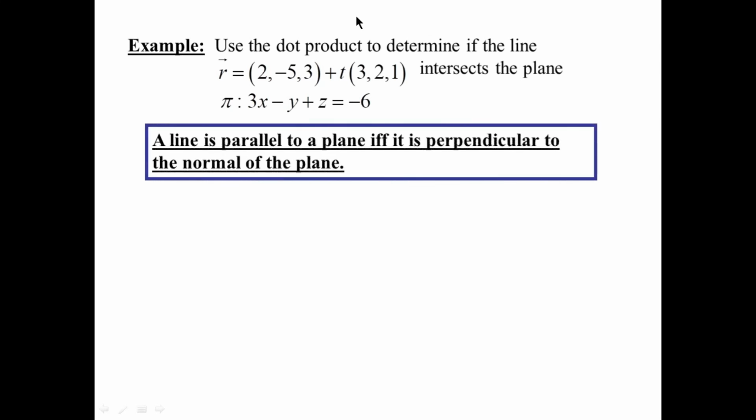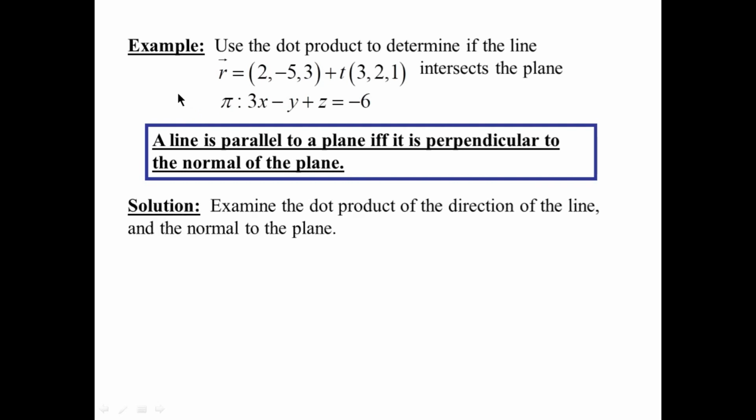Solution. Well, first, a line is parallel to a plane if and only if it is perpendicular to the normal of the plane. So picture a flagpole sticking out of, rising up from a flat area of ground. And there's a line in this three-space scenario. The line is parallel to that plane if it is perpendicular to the flagpole, which is the normal of the plane.